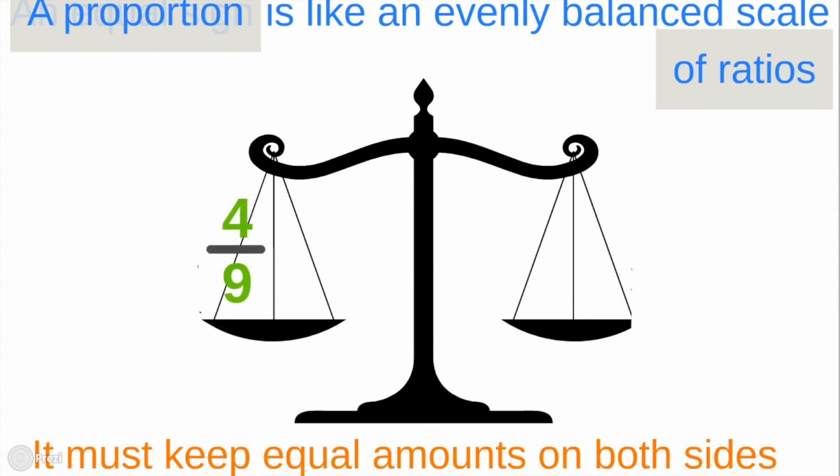Say we put 4 over 9 on this side. What could we put on the other side to keep the scale balanced? Well, we can't change the value of the fraction, so we'd have to only multiply it by something equal to 1. But we can change the numerator and the denominator as long as we keep the relationship the same. So let's multiply it by 1, or 3 over 3, to give us 12 over 27. And now we have our proportion.